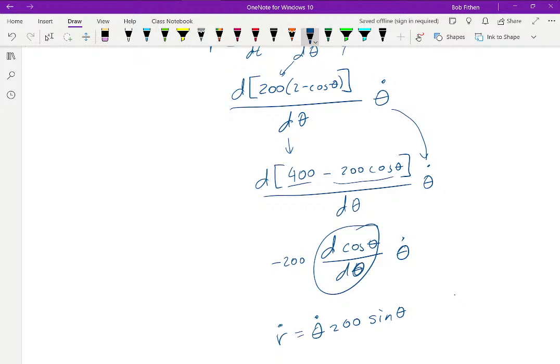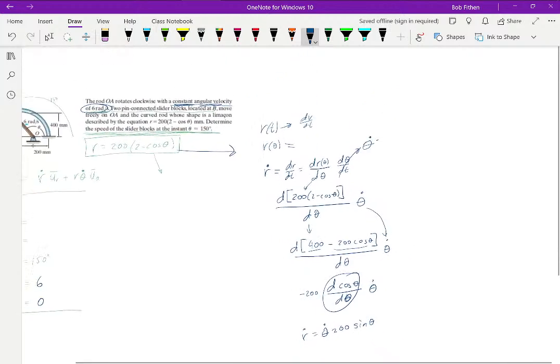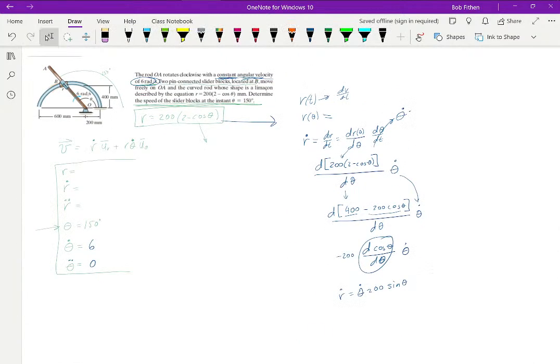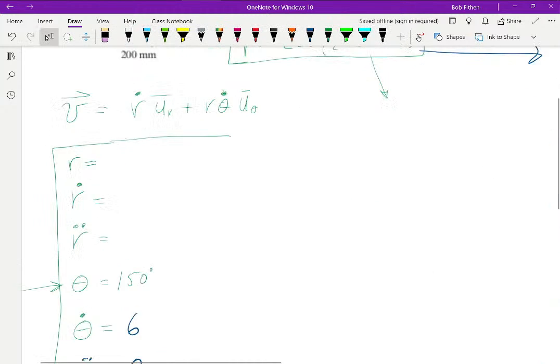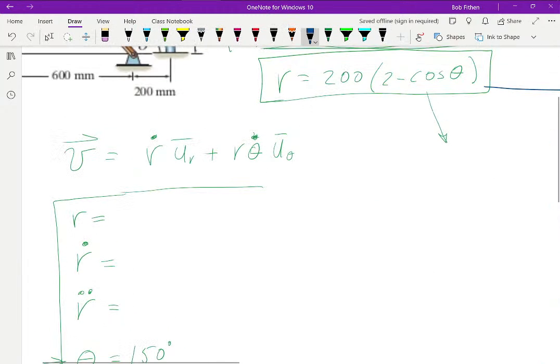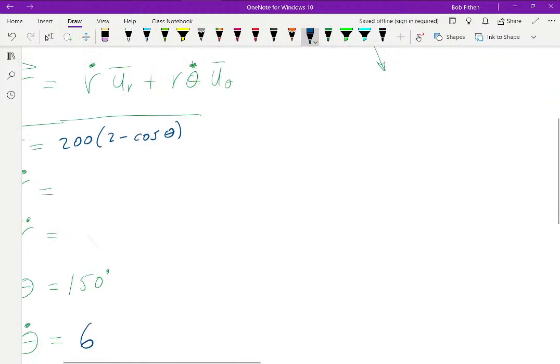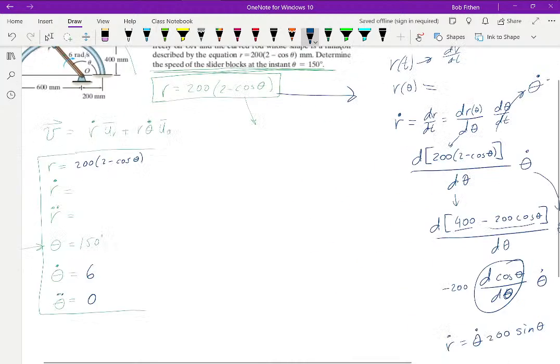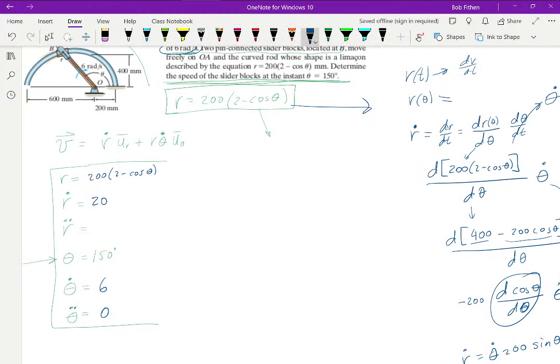Then let's see, I'll zoom this down and try to see. So if I go over and write this in an equation form, I'll see that I have 200 times (2 minus cosine theta). Over here in an equation form first is 200 theta dot sine of theta.